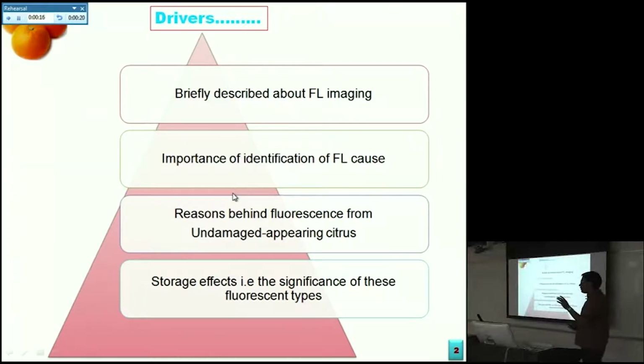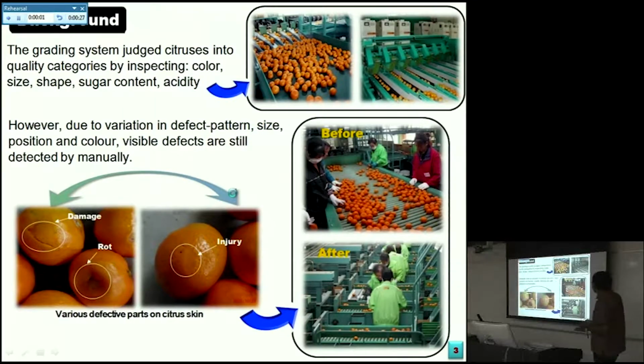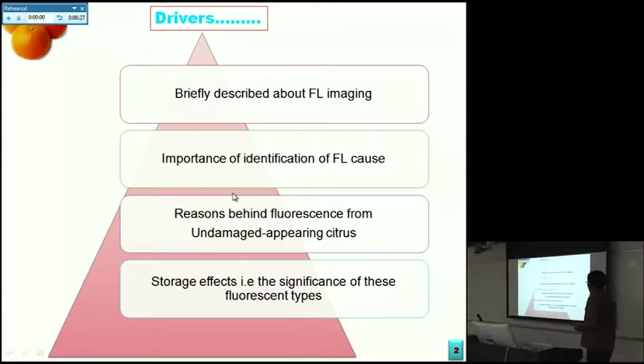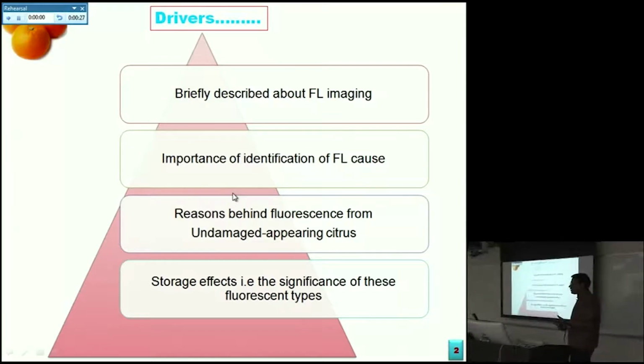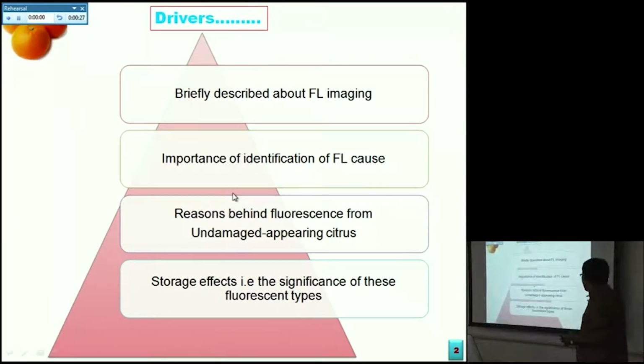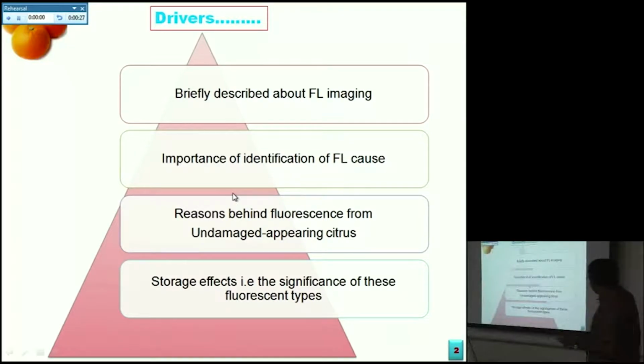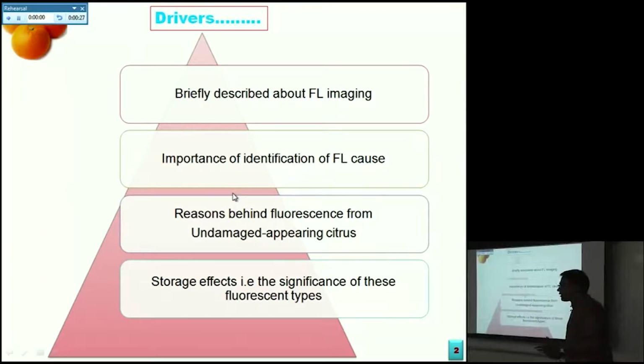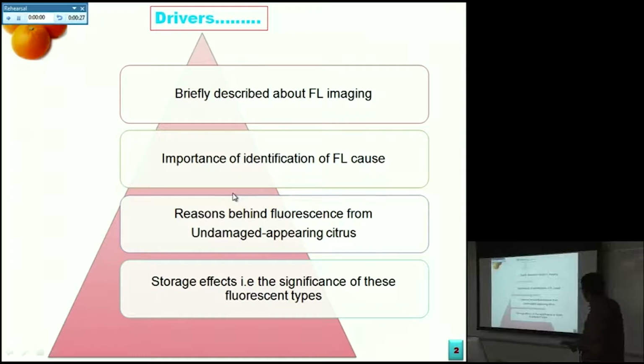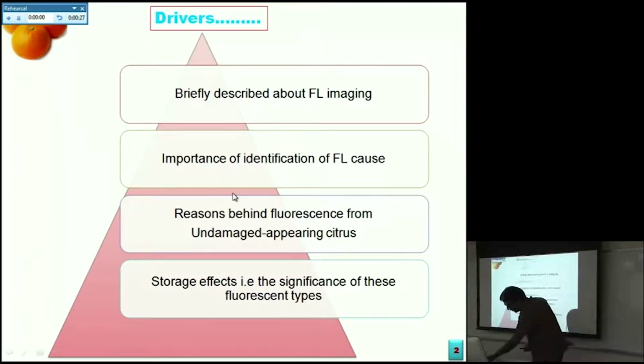Today I will present partly from my research. Before this, in the next 2 or 3 slides, I will describe what the fluorescence imaging system is, and then discuss the importance of identifying the cause of fluorescence. Then I will describe some findings behind the fluorescence emission from undamaged-appearing citrus, as well as the significance of these fluorescence types to fruit quality. So these are today's outlines.